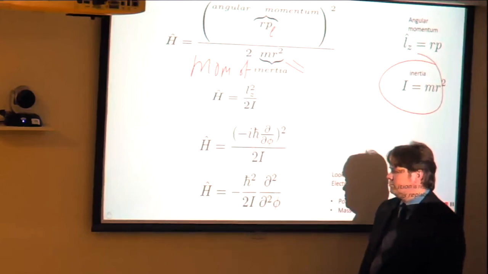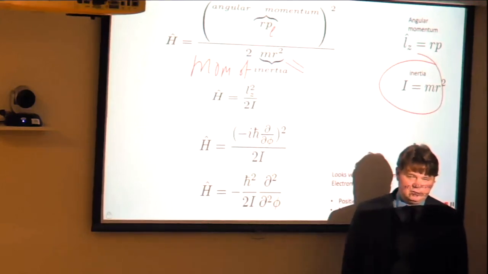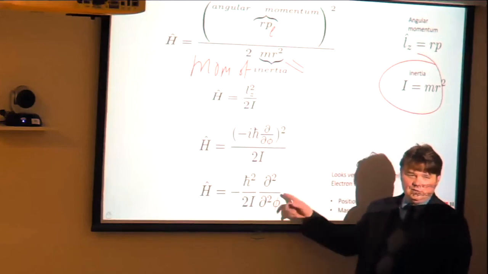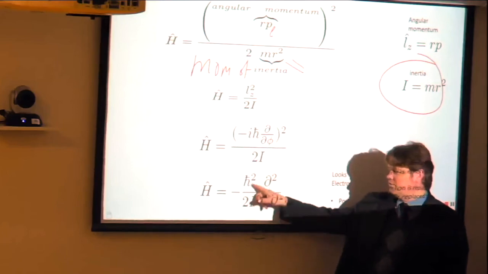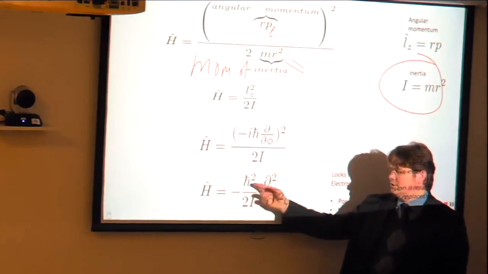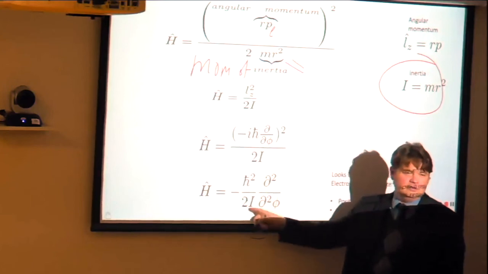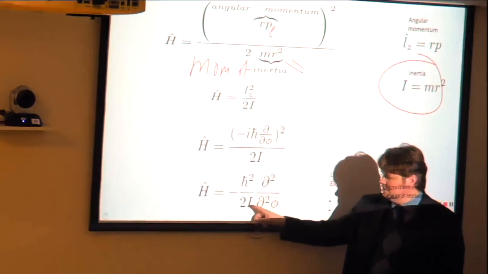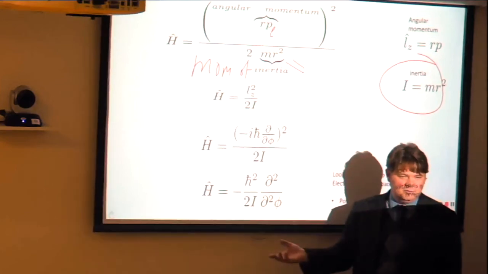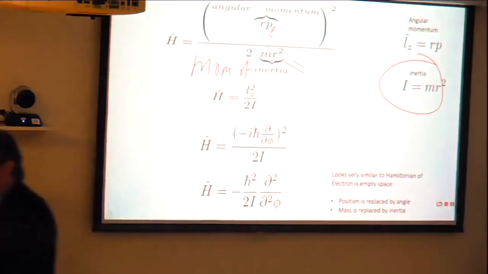It looks very much familiar to what we had for the particle in the first case: second derivative over an independent variable with some constant. Before it was Planck constant over two masses, now it's Planck constant over two inertias. But other than different letters here and there, it is the same, which means solving it will be much more complicated.